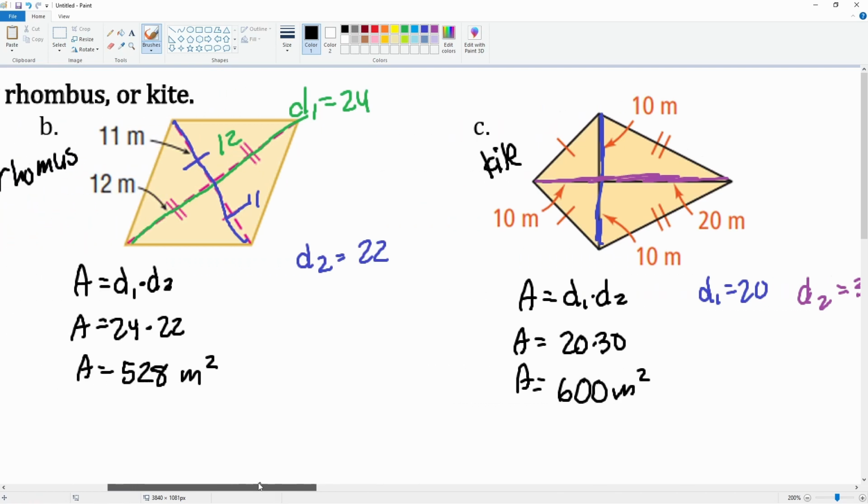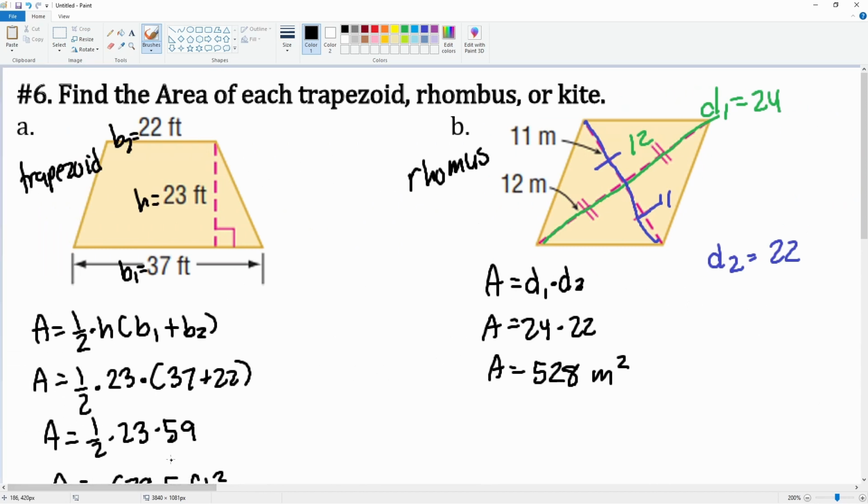All right, so there you go. That is how you find the area of a trapezoid, rhombus, or kite. You write the equation, you label the pieces, then you plug it in.